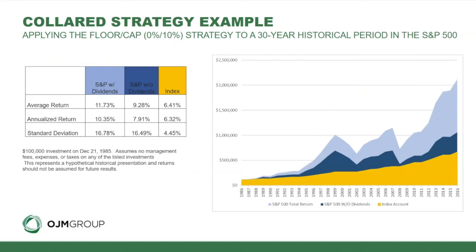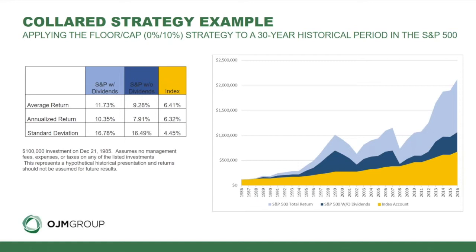So if we look at this graph here, the light blue would be the S&P 500 with dividends, the darker blue, the S&P 500 without dividends, and then the yellow is the equity index, the one with the floor of 0 and a cap of 10% on the upside. So if it goes up 20, you're going to be limited just to that 10%. Now, if you see in a vacuum, the light blue is the best, especially over the time period that we're looking at. That's going to give you the greatest return.